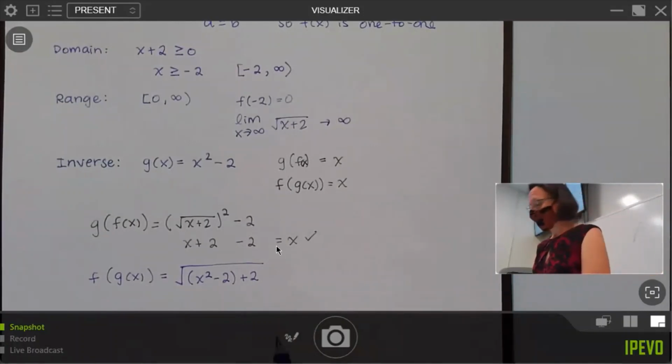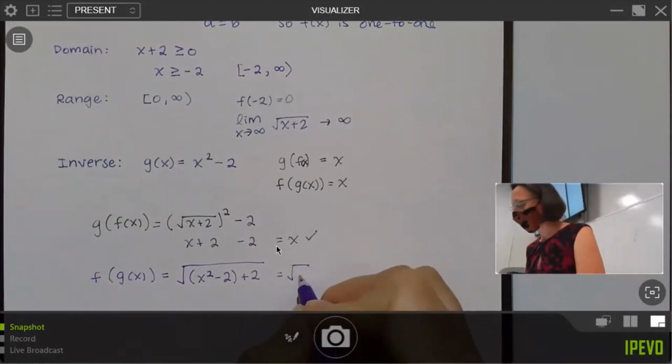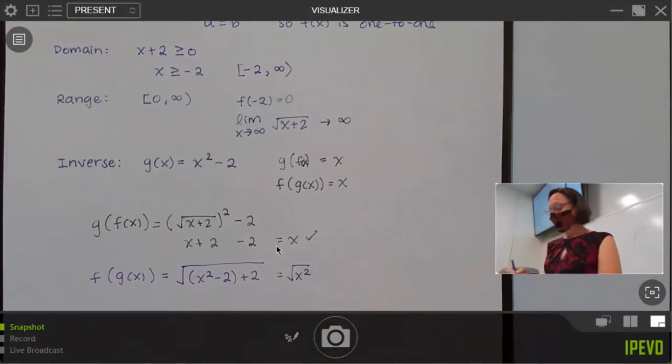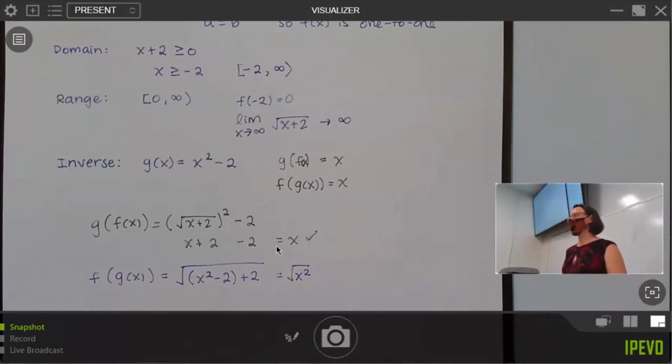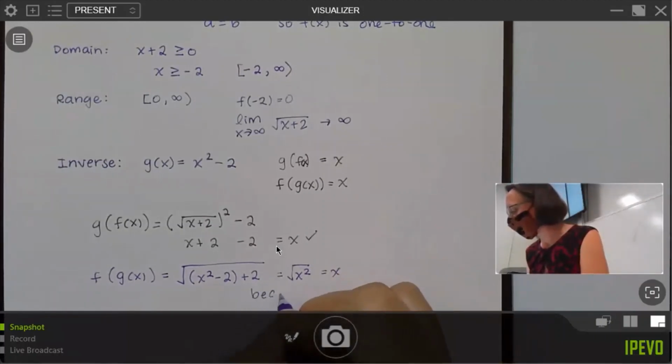But now if I take the -2 and I add a 2 to it, then I'm looking at the square root of x squared. Now there is a subtlety here. The square root of x squared is not equal to x, but it is equal to x if x is positive, which was stated in the problem itself. So this is equal to x because x is positive.